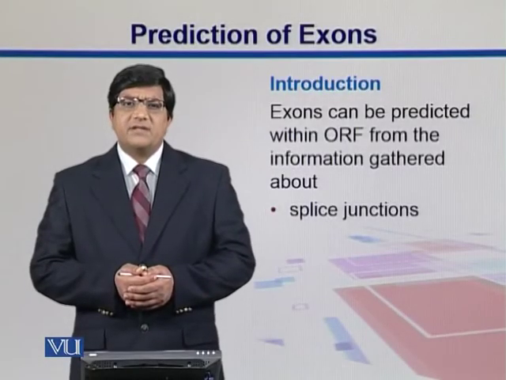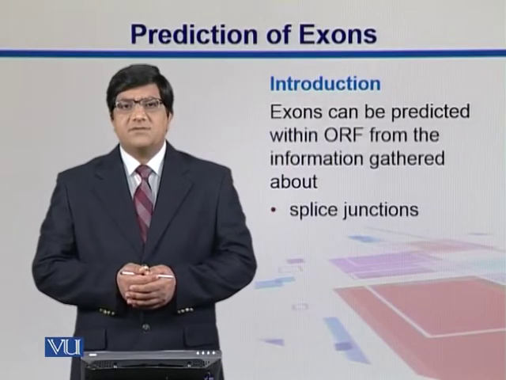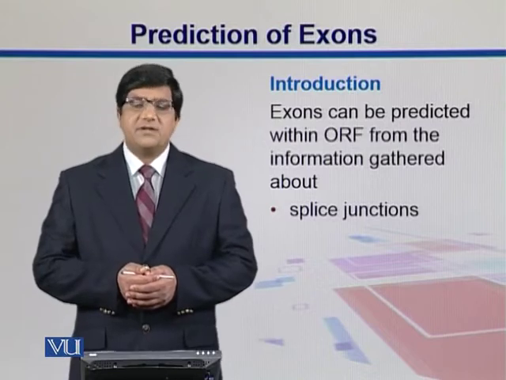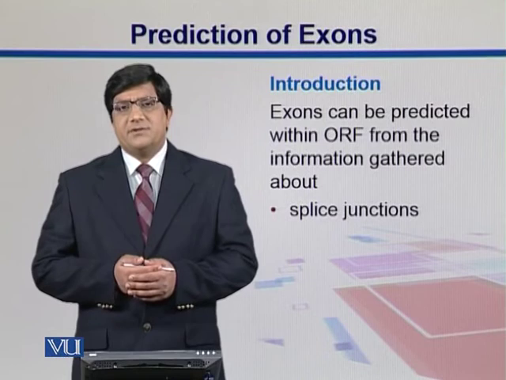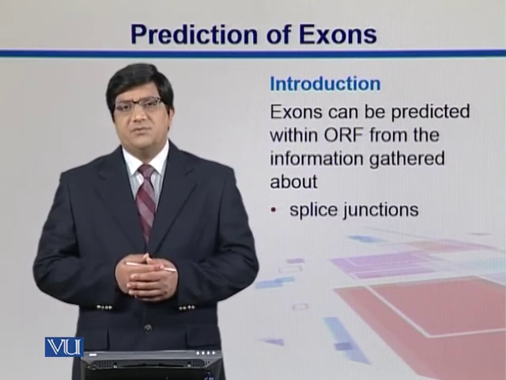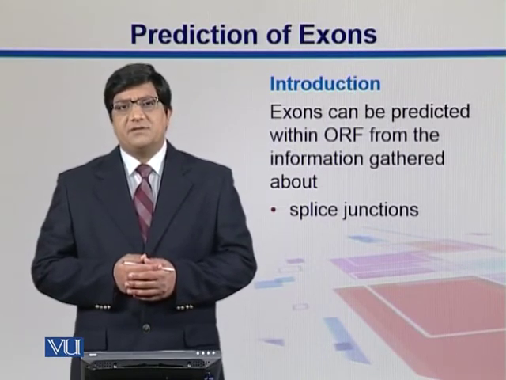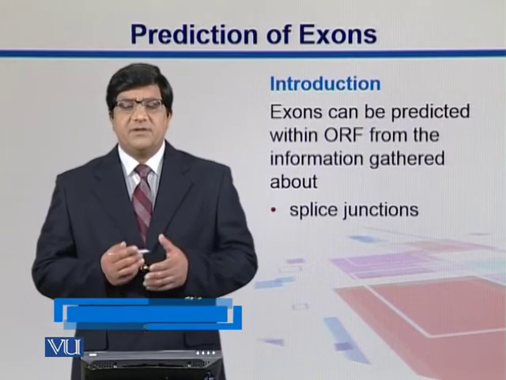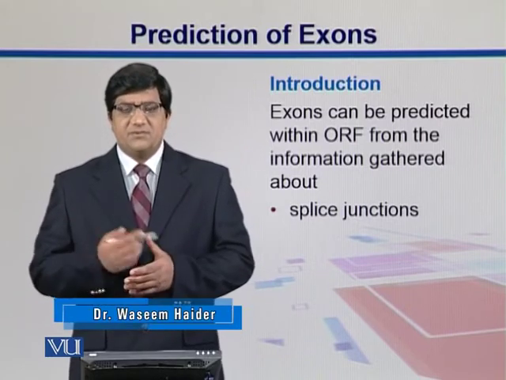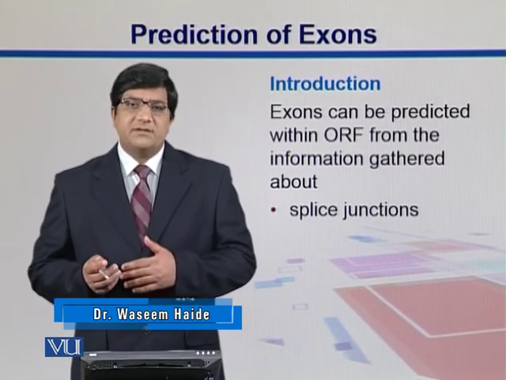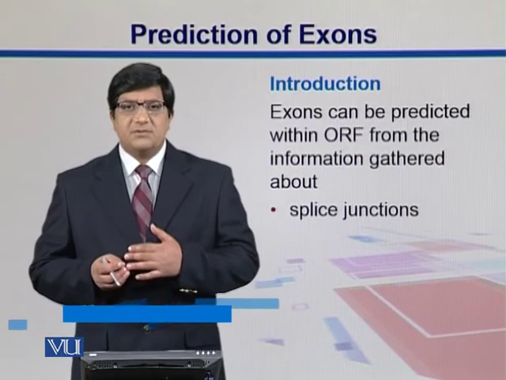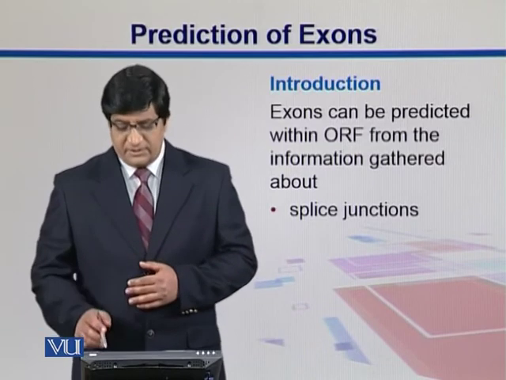So in order to predict the exons, we first try to get the ORFs, and once we get the ORF, within that we can look for the exons. And in order to do that, we might use some evidence which we get if we have predicted those splice sites. So we can use that information, guys, and with the help of the information we gathered about the ORF and about the splice junctions, we can predict exons.